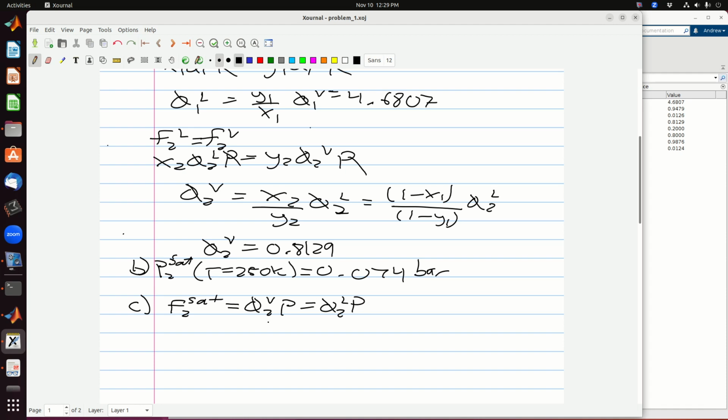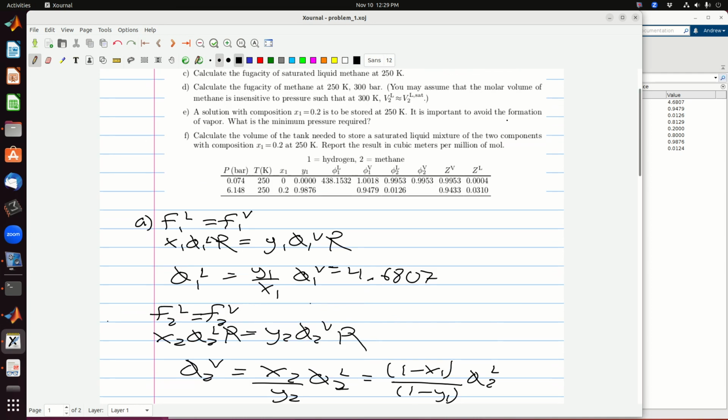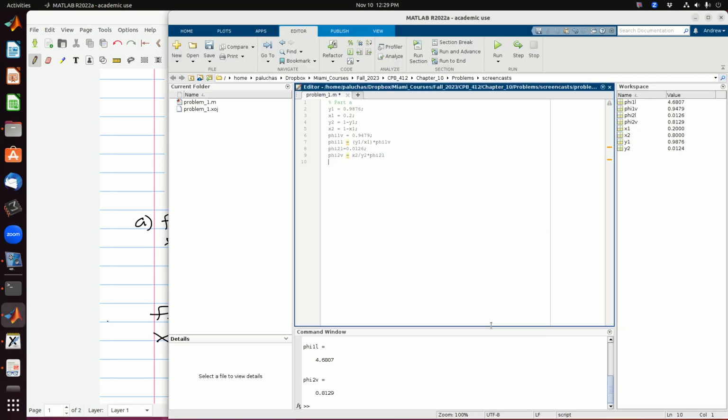I could calculate that as phi2 vapor times P, which is equal to phi2 liquid times P. And oftentimes these phi's I could just call phi2 sat, since I'm talking about a pure component system here. Just like this, P I could replace with P sat. Okay, so if I do that, I'm going to have the fugacity coefficient. So this is part C.